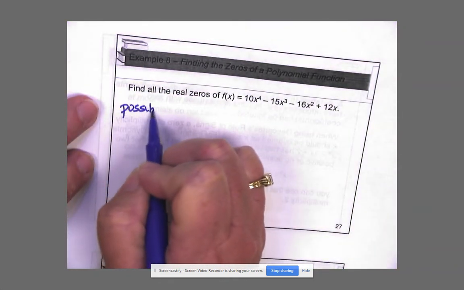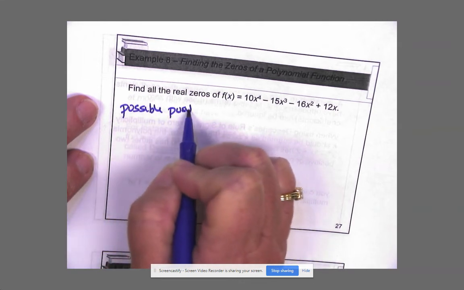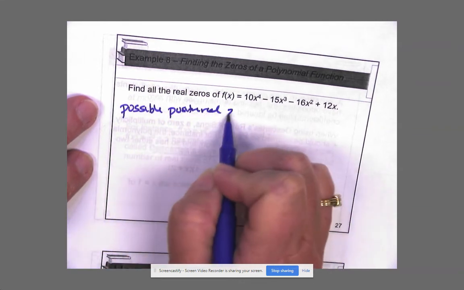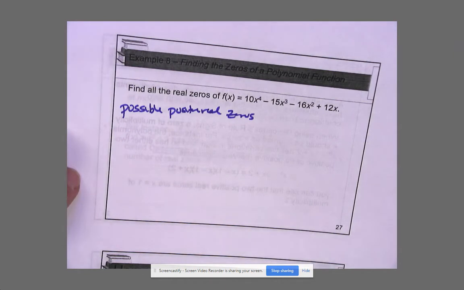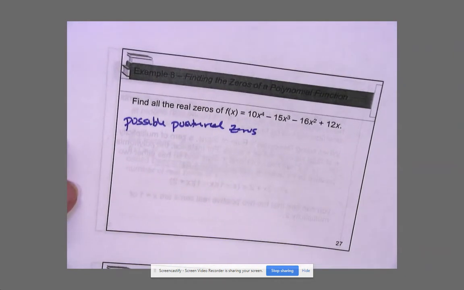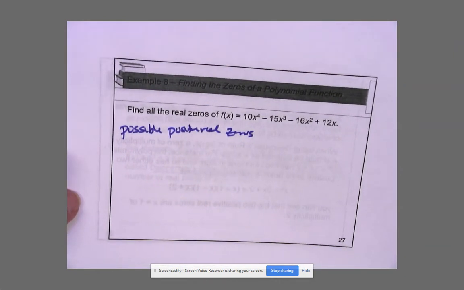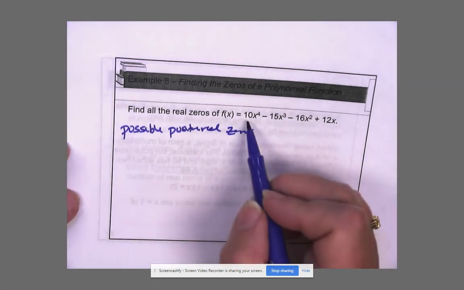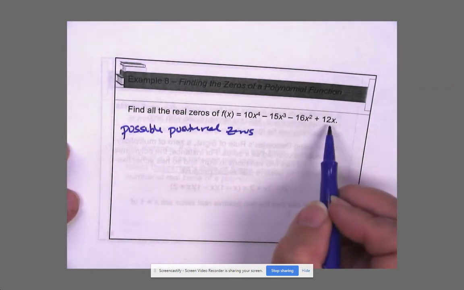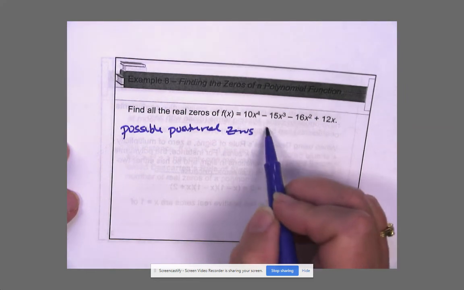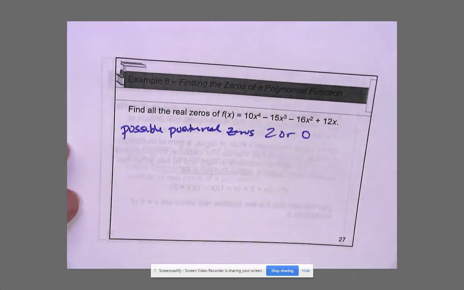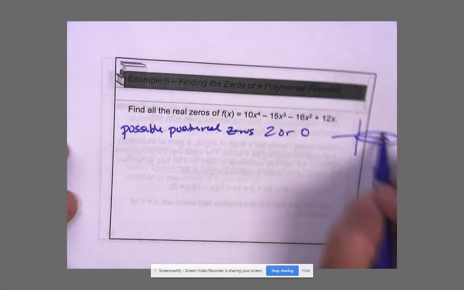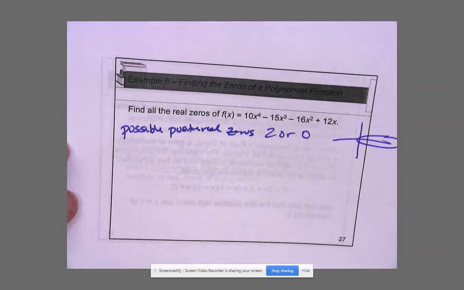Possible positive real zeros. How many of those do you think we ought to have? Let's just analyze the thing for just a tad bit. Possible positive real zeros. How many do you think we ought to have? 1, 2, right? 2 or 0. So we either know it's going to cross this side of the x-axis twice or not at all. Does that make sense? Okay, because of the possible sign changes.